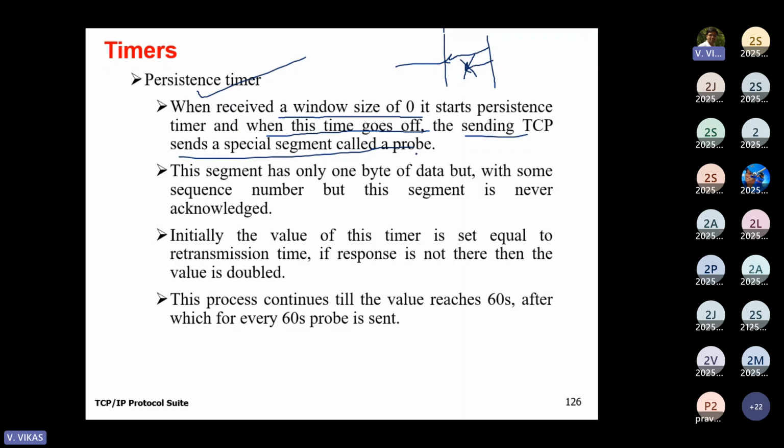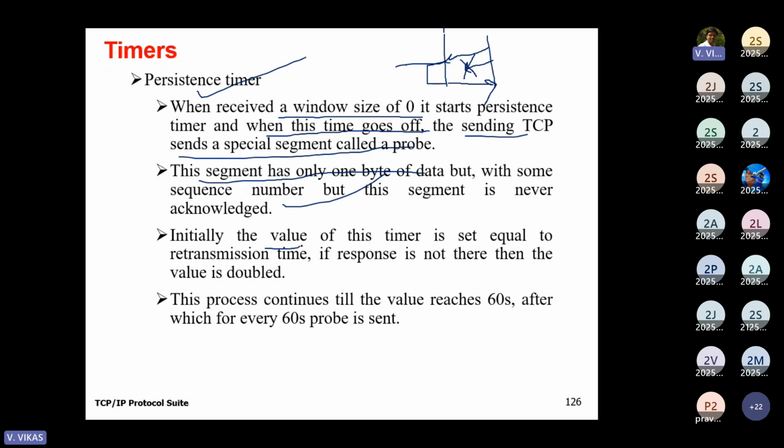Whenever the persistent timer value goes off, I send a probe message. This segment has only 1 byte of data with some sequence number, but this segment is never acknowledged as a retransmission trigger. You are just sending a probe message of 1 byte. Obviously, for that 1 byte, the receiver has to send an acknowledgement. When it sends the acknowledgement, it will advertise the receiver window size. Like that, we overcome the deadlock situation.